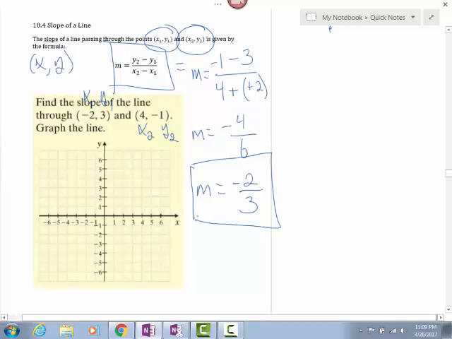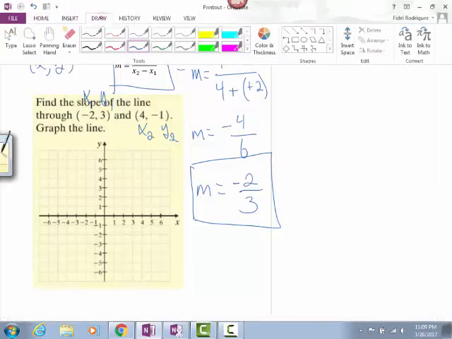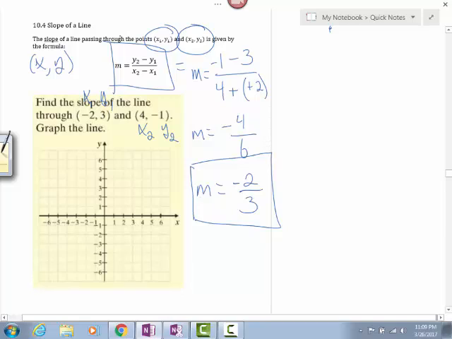Now it tells me to graph the line. So let me get my different color here, okay? Let me go ahead and plot my points. So the first point is -2, 3. That means I'm going to move to the left 2 and up to 3. So there's my first point. My next point is 4 and -1. So I'm going to move to the right 4 and then down to 1.